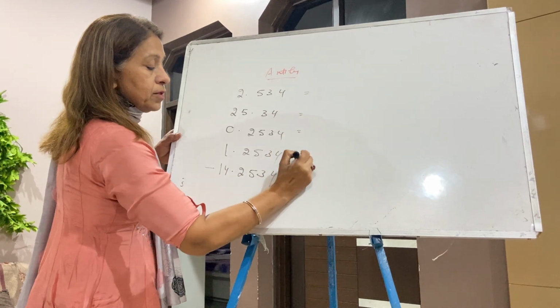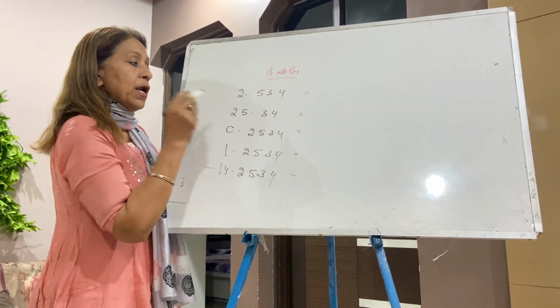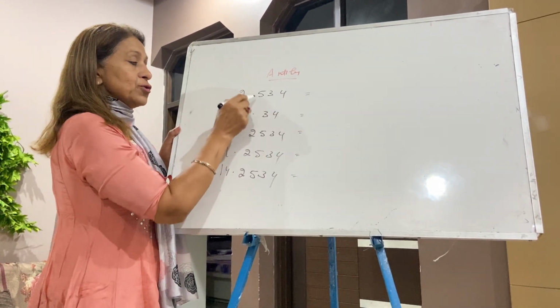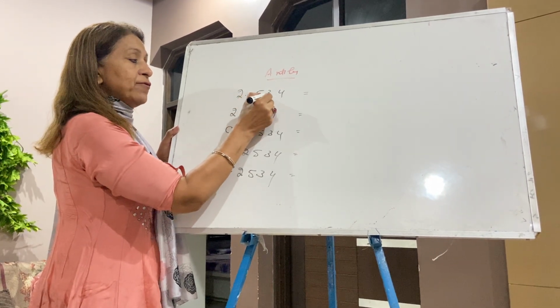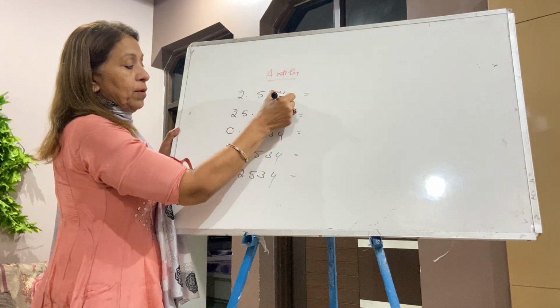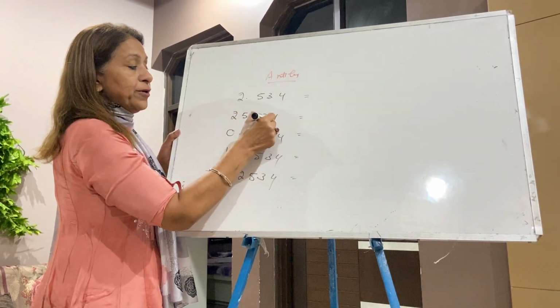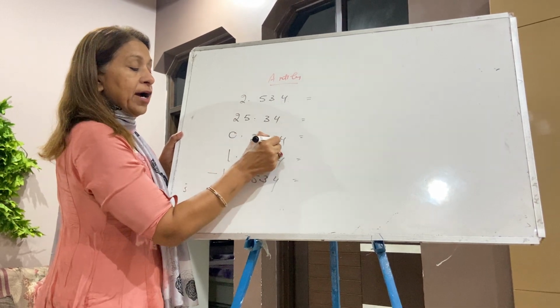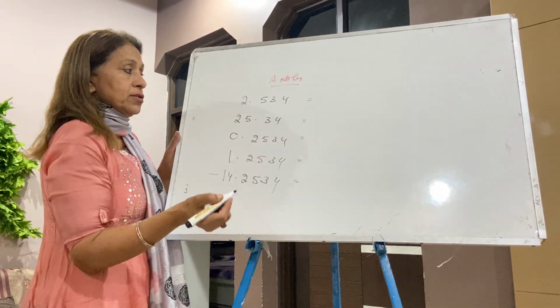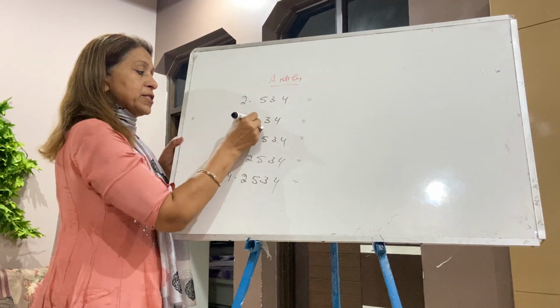Antilogs. So antilog is always of the part after the decimal. So in each case, here the antilog is of 0.53 in the fourth column. Here the antilog is of 0.34. Here the antilog is of 0.25 again in the third column. Let us start doing. Whatever is before the decimal.